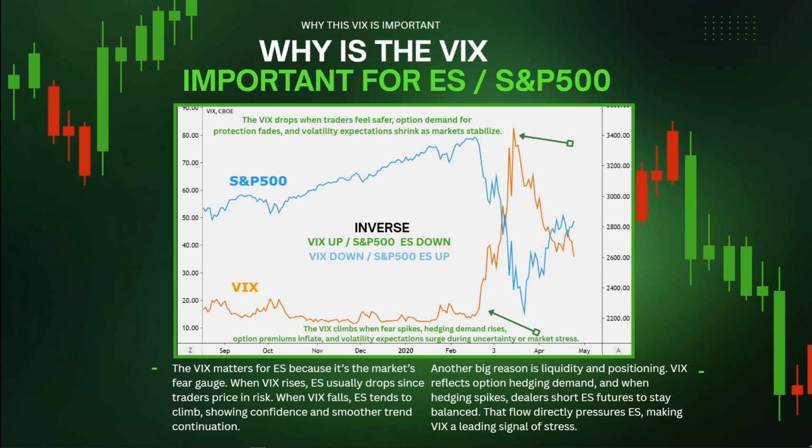Now at the bottom, when the VIX climbs, the fear spikes, hedging demand rises, and option premiums inflate. We get a volatility expectation surge during uncertainty and market stress, right? At the top, we have the VIX drop when traders feel safer, option protection demand fades, and volatility expectation shrinks as the market stabilizes, right?